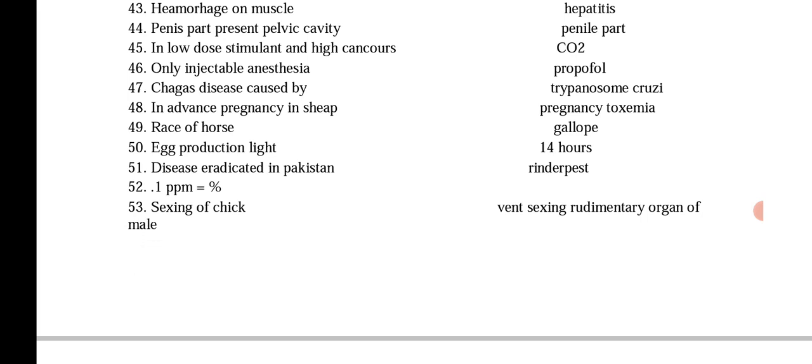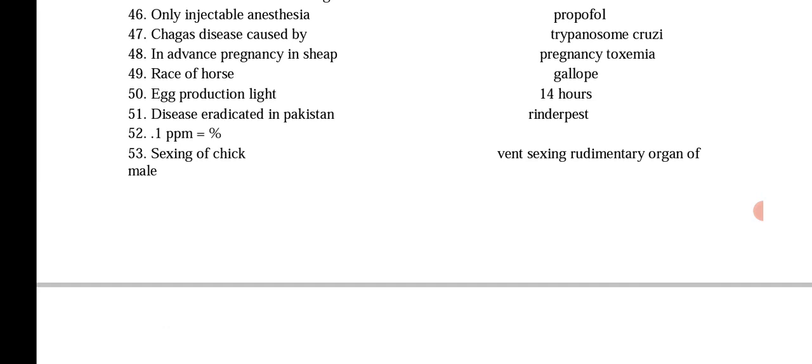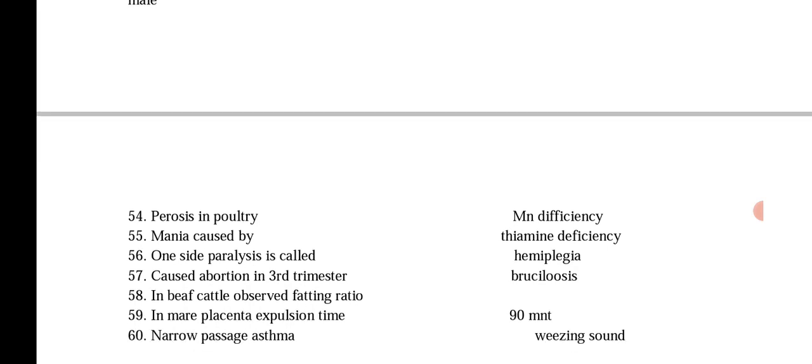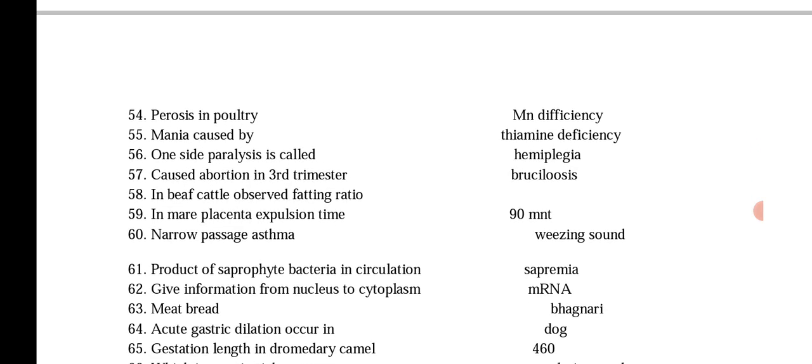6.1 ppm equals to, I don't know. Sexing of male chick is by vent sexing, of the rudimentary organ known as the phallus, the male copulatory organ in poultry, which is used for sexing of chicks. Another way of sexing chicks is by feathering, late feathering, and that type of feathering is also used, but phallus sexing can also be used.